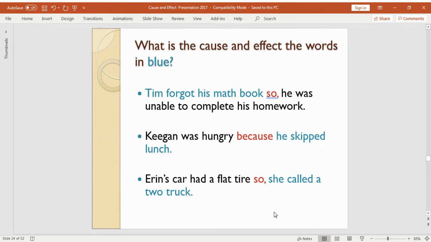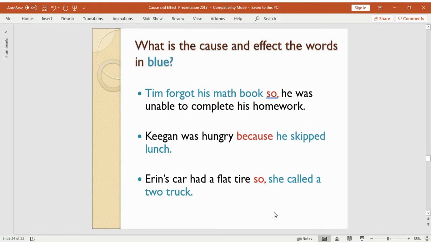Tim forgot his math book, so he was unable to complete his work. Tim forgot his math book. Is that cause or effect? Would you write down what that is? Number 2, Keegan was hungry because he skipped lunch. He skipped lunch. Would you write down for number 2? Is that cause or is that effect?